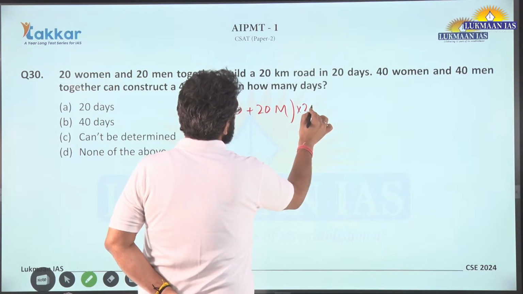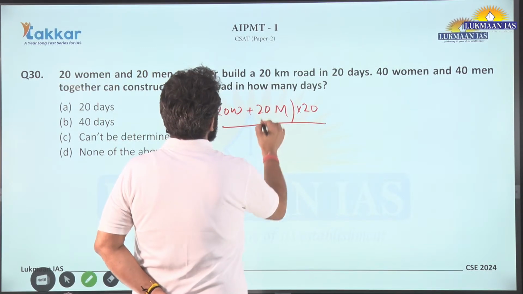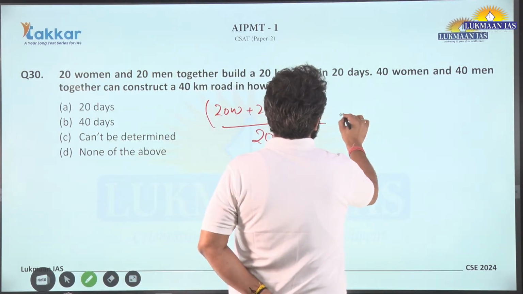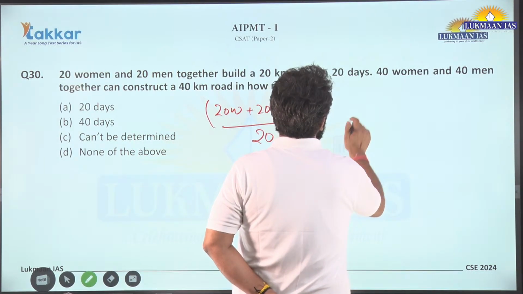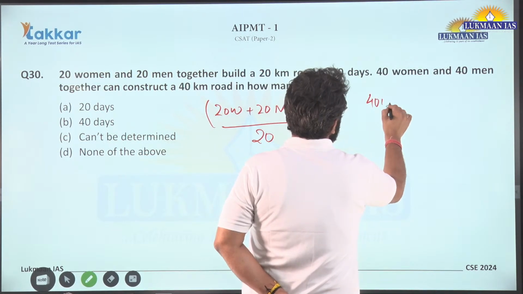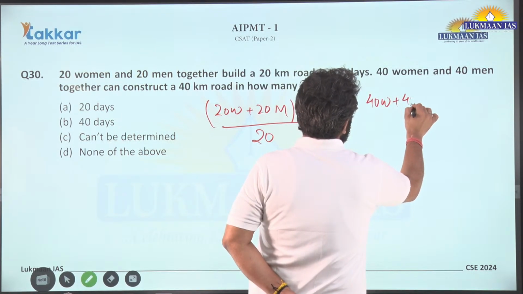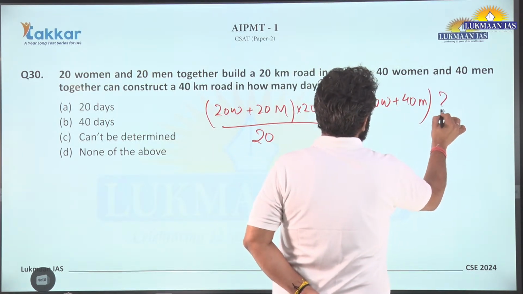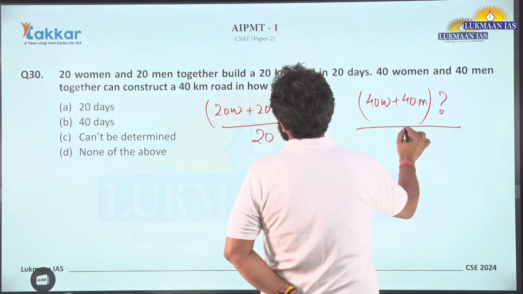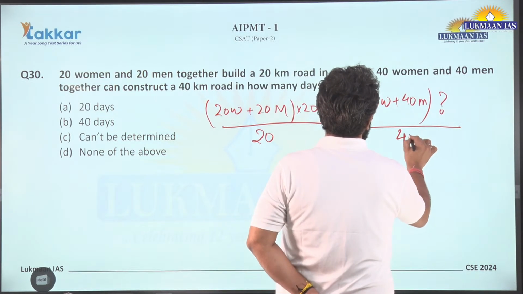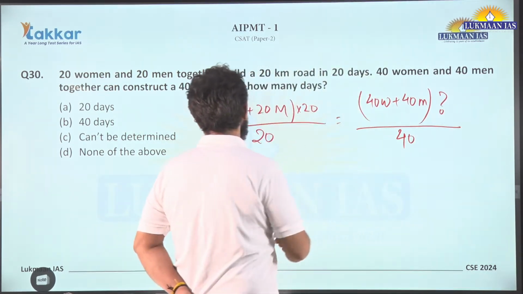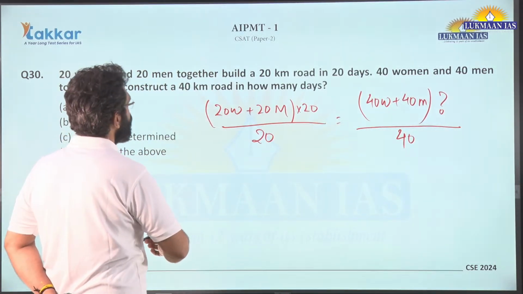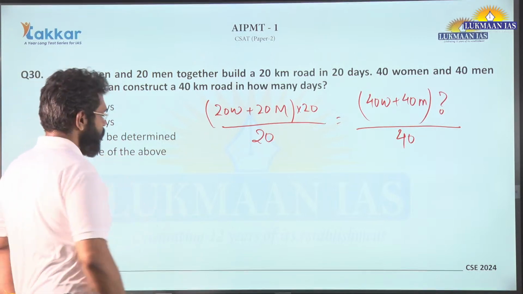20 men working for 20 days build a 20-kilometer road, and we need to find how many days 40 women plus 40 men working will make it. Their efficiency remains the same, so you just equate these two equations and find the number of days. It would come to 20 days.